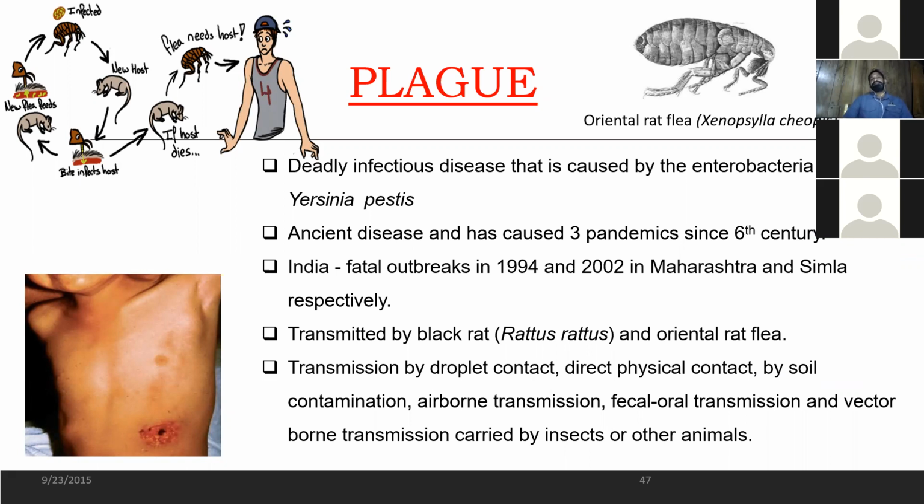Plague is an ancient disease and has caused 3 pandemics since the 6th century. In India, fatal outbreaks occurred in 1994 and 2002 in Maharashtra and Simla respectively. It is transmitted by the black rat, Rattus rattus, and the oriental rat flea. Transmission is by droplet contact, direct physical contact, soil contamination, airborne transmission, fecal-oral transmission, and vector-borne transmission carried by insects or other animals.